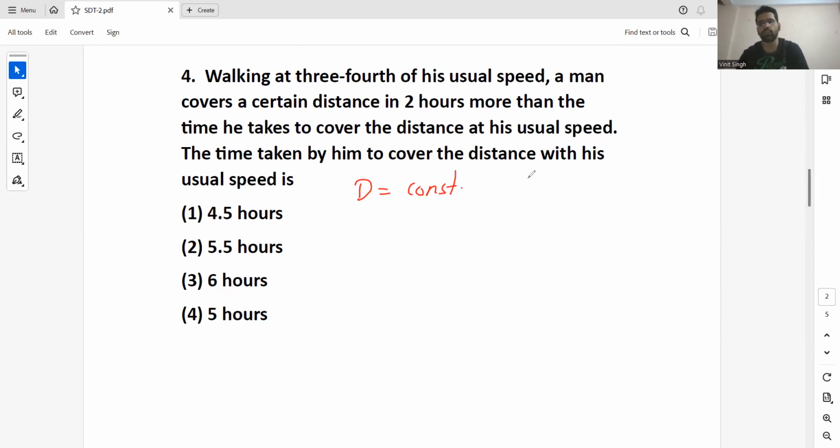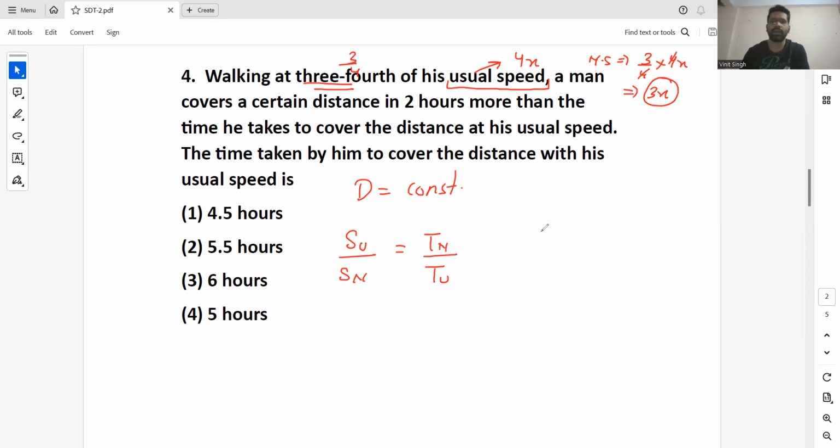So S1 upon S2 is equal to T2 upon T1, which we will write in the form of usual speed upon new speed, time new upon time usual. New speed is 3/4 of usual speed. Now we will take the usual speed as 4x. So new speed becomes 3 by 4 into 4x, which is 3x. Now we can take the usual speed as any value x, y, z.